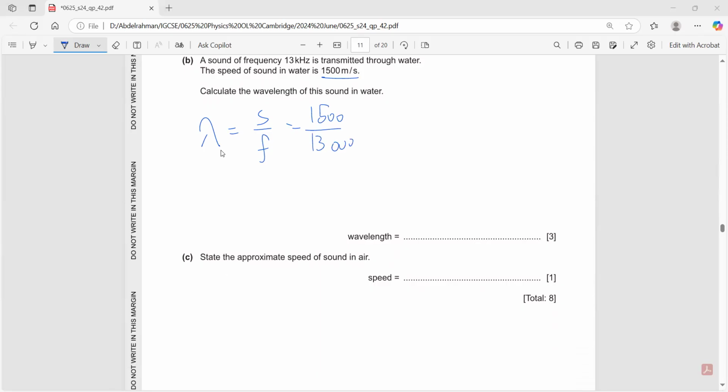Frequency is 13,000. What's 1,500 divided by 13,000? This is, yes, 0.115 or 0.12 meters. State the approximate speed of sound in air. It's around 340 meters per second.